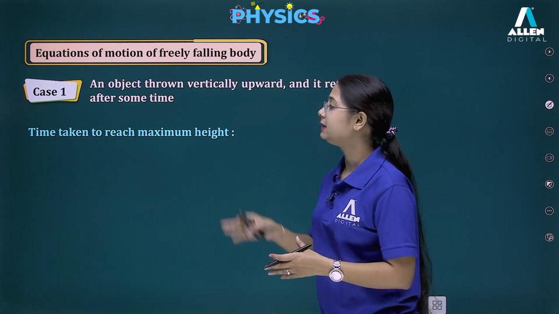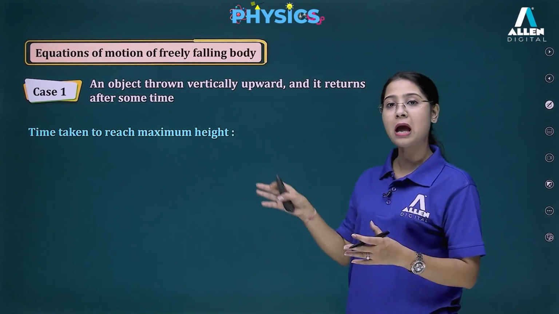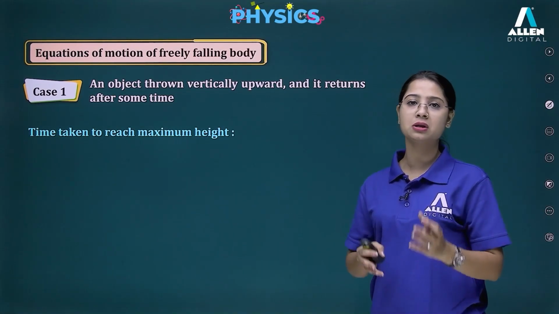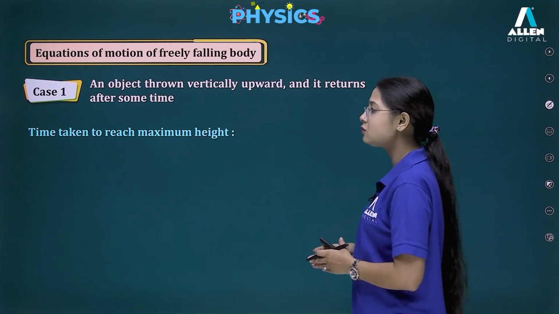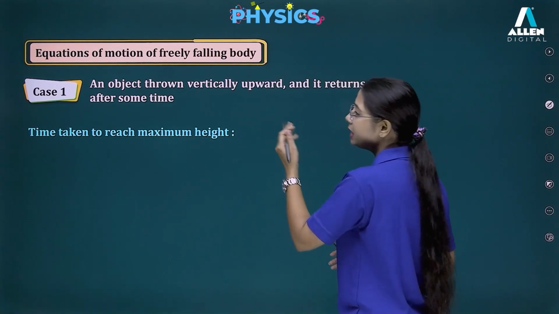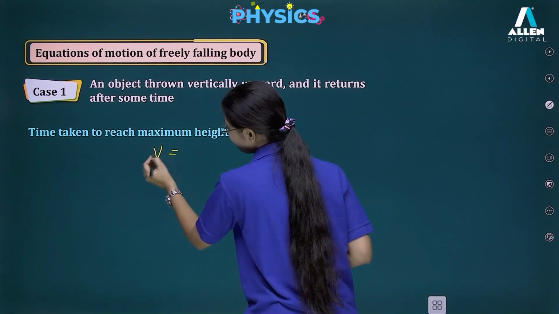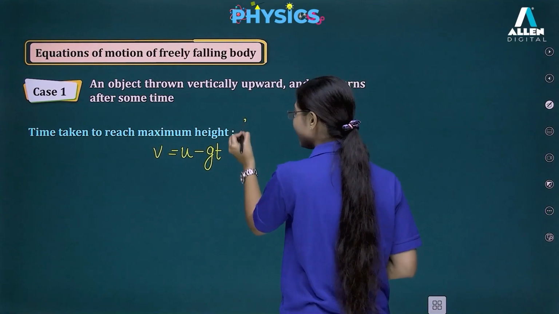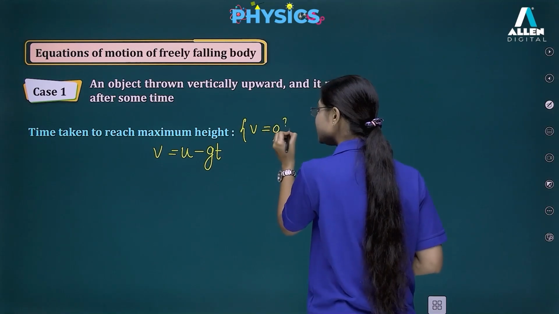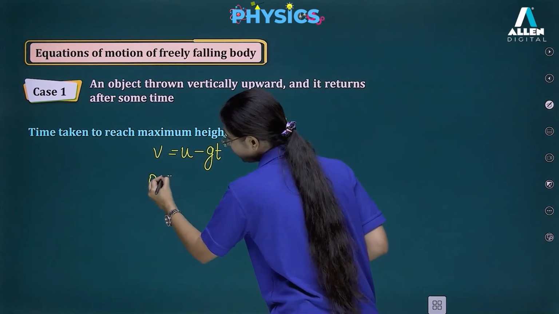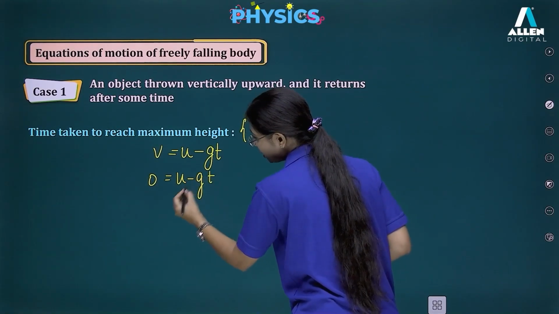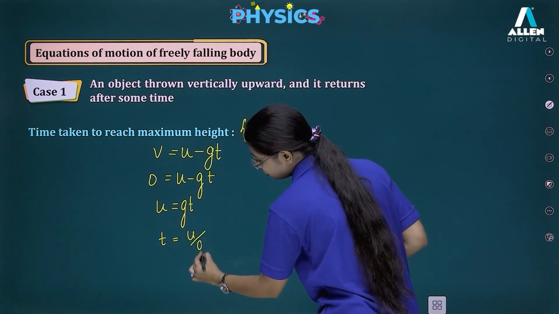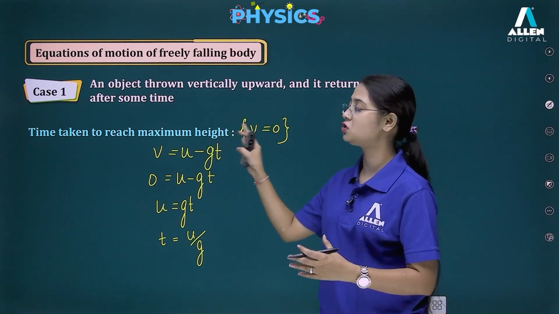Now, in case 1, the time taken to reach maximum height. Now we have to take maximum height. So how can you find the time taken? By using the first equation and the second equation. If you have to find the time taken to reach maximum height, then you can use the first equation, V is equal to U minus gt. But after reaching the maximum height, as I told you, the final velocity will become 0. Okay, so here you will write 0 is equal to U minus gt. So U is equal to gt and t will be U upon g. This is the formula of time taken to reach maximum height.